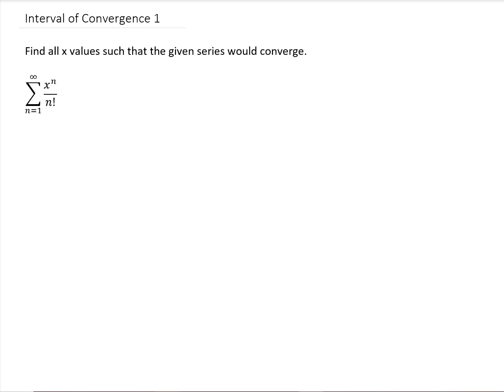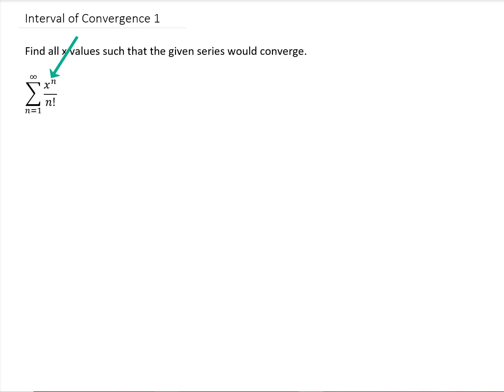So the situation that we're in now is that we have an infinite series, and we're still asking the question, will this series converge or diverge? However, inside of the series now, we have an x value, and the question is, what x values could we plug in here that would give us a series that actually converges?